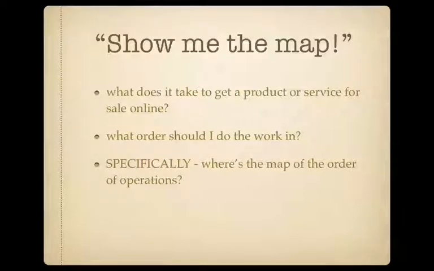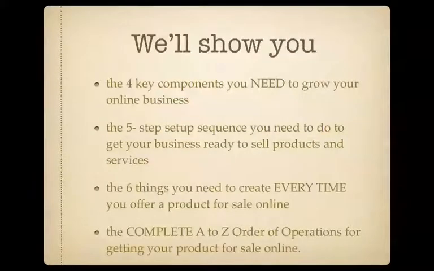So what we're going to be teaching you guys on this call is a few different things. We're going to look at what it takes to get a product or service for sale online, what order you need to do things in order to get a product or service for sale online, and then specifically, like real specifics, about the map of the order of operations in which you need to do things. So we're going to be showing you a few different things on the webinar. It's going to be about a 2-hour webinar.